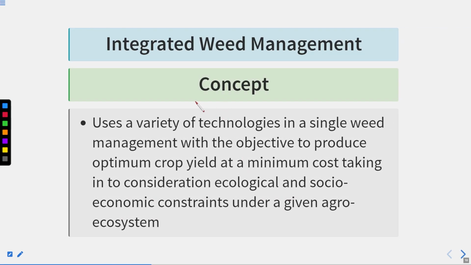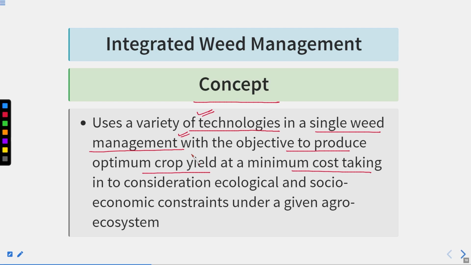So what is the concept behind IWM? The use of a variety of technologies in a single weed management with the objective to produce optimum crop yield at a minimum cost, taking into consideration ecological and socio-economic constraints under the given agro system. So we are using a wide variety of technology. We are using all three different methods, the cultural method, the chemical method, and the mechanical method of weed control, right? And in a single weed management.